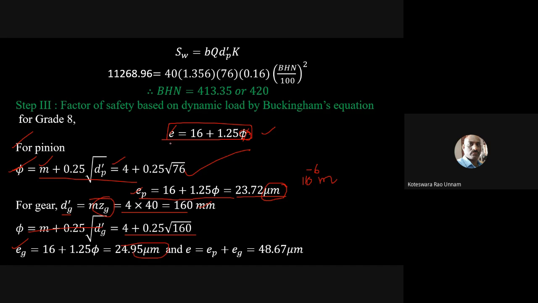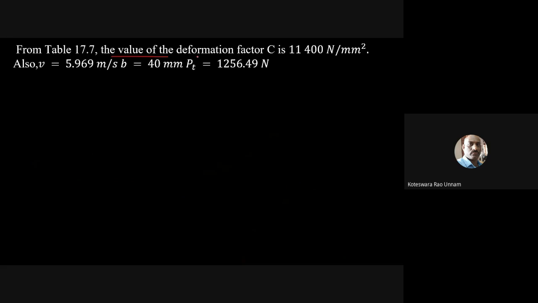Your total error is nothing but the sum of the error on the pinion and the error on the gear. If you add those two, you get 48.67 microns. Then the value of deformation factor C is 11,400 Newton per mm square. For the material he has given, that is 40C8, you can directly take this value of C from the data book. We already calculated 5.969, B is given as 40 mm, and PT is also calculated as 1256.49 newtons. With this data, you can calculate the dynamic load.